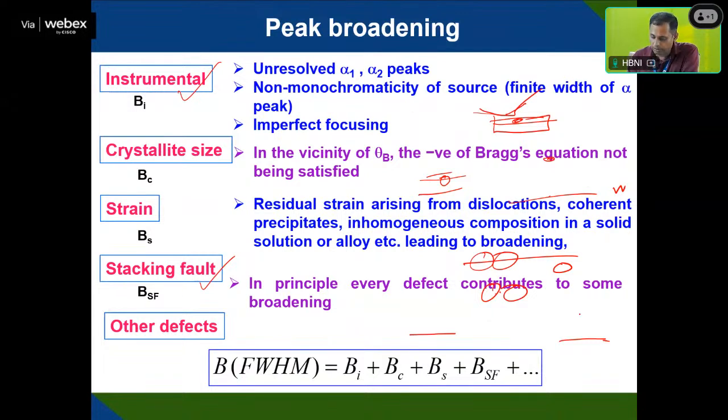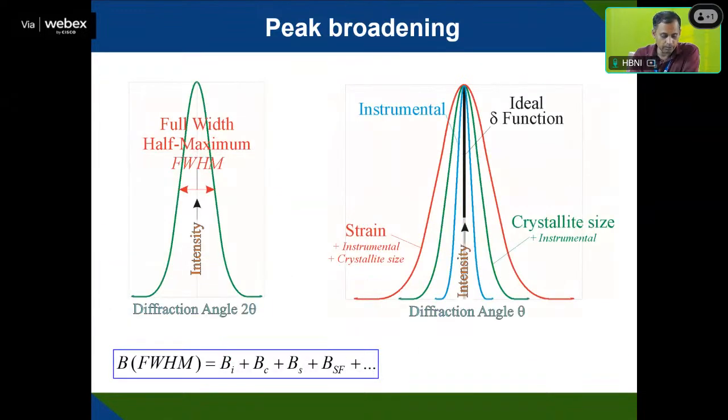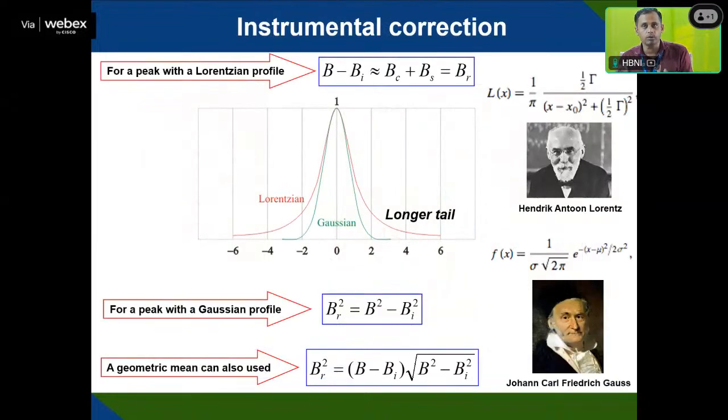That will also give broadening, and some other broadening can be possible. Whatever peak broadening you are getting here is a mixture of instrumentation, then crystallite size, strain, and stacking fault. Instead of this delta function, that black line, you are getting a summation of all these peaks, so you get a peak broadening. So once you want to calculate the crystallite size and the strain, you have to do some corrections.